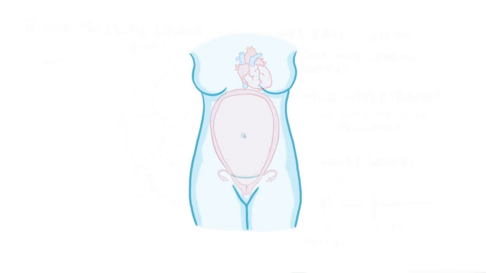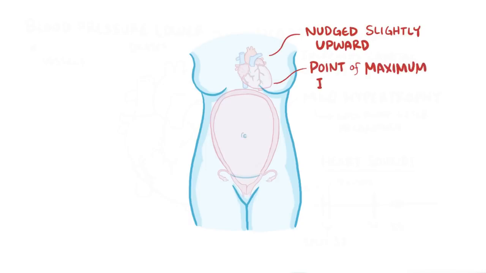Finally, as the uterus enlarges, it pushes up on the diaphragm, nudging the heart slightly upward and shifting the heart's point of maximum intensity a little bit to the left, and this is the spot where it taps against the chest wall.